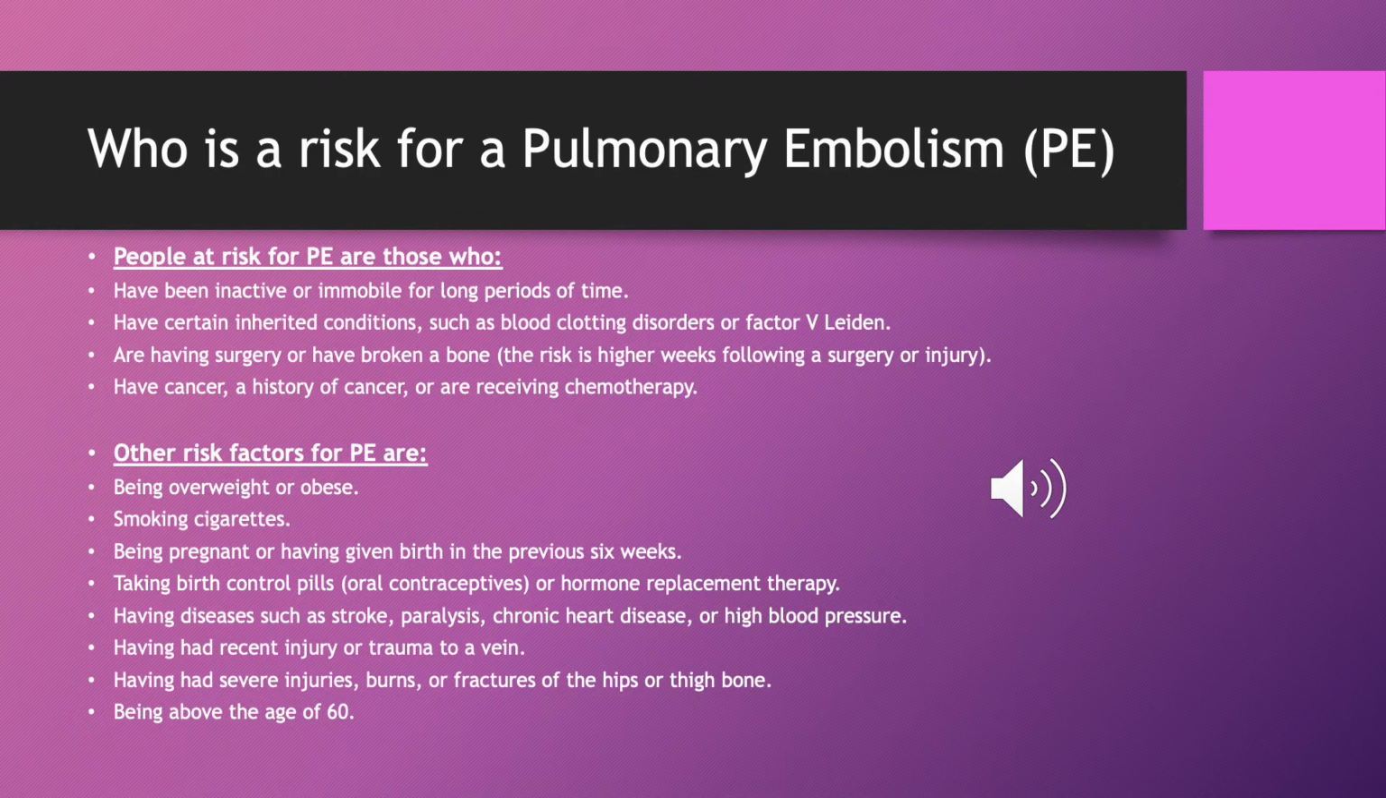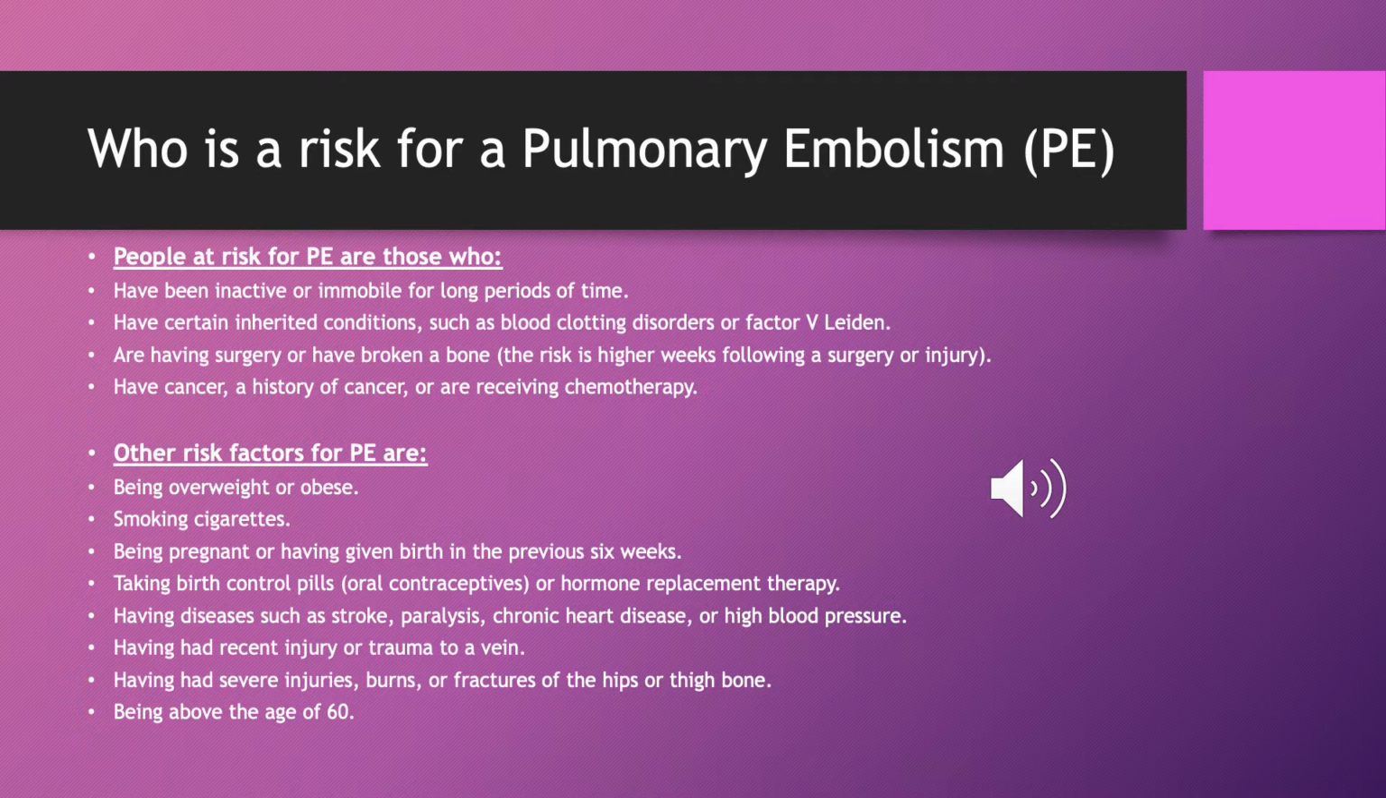Let's see who is at risk for pulmonary embolisms. People who are at risk for PEs are those who are inactive or immobile for long periods of time. They have certain inherited conditions such as blood clotting disorders or factor V Leiden. They could have had surgery or broken a bone recently. They're at higher risk weeks following surgery or injury of this type. And those who may have cancer or a history of cancer or are receiving chemotherapy. Those are the people who are usually at the highest risk for developing a PE.